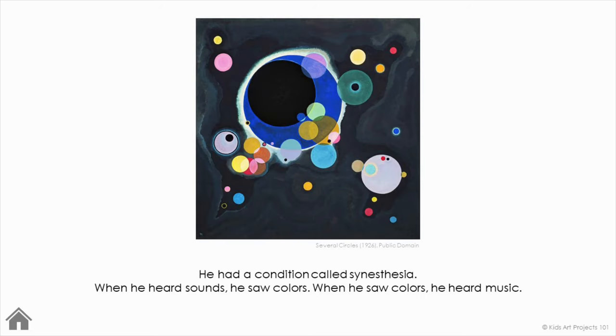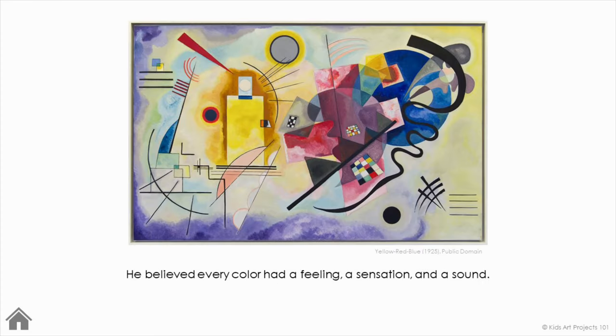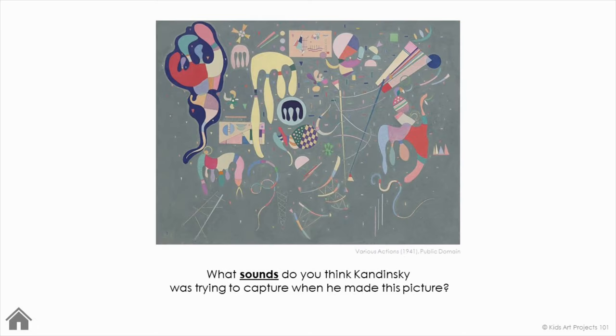He had a condition called synesthesia. When he heard sounds, he saw colors. When he saw colors, he heard music. He believed every color had a feeling, a sensation, and a sound. What sounds do you think Kandinsky was trying to capture when he made this picture?